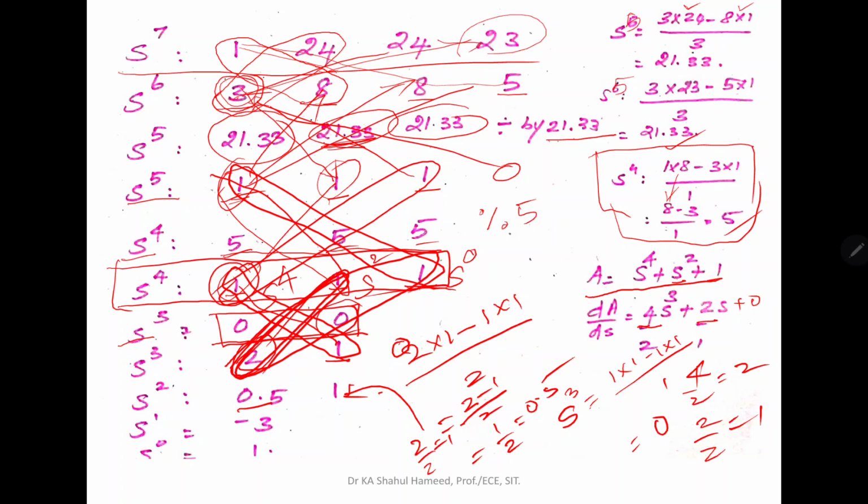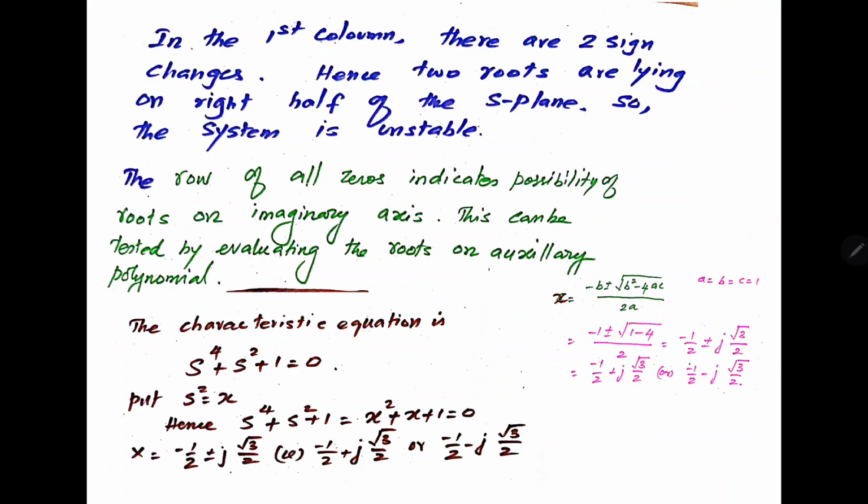Now we have to form another row, that is S power 1. Again we multiply 0.5 into 1 minus 1 into 2, divided by 0.5. When you do that, you get minus 3. Here of course we won't get anything more because the others are 0. So minus 3 divided by minus 3 is 1. So this is the row.